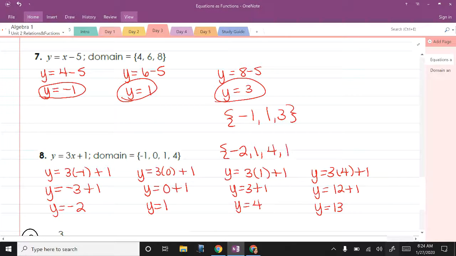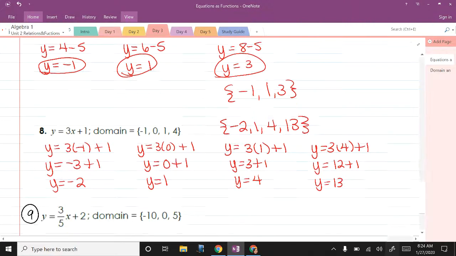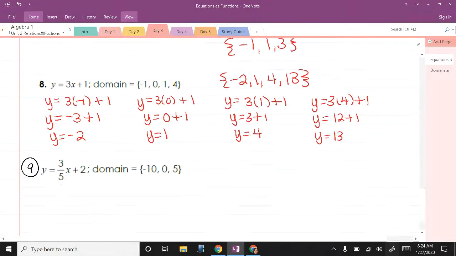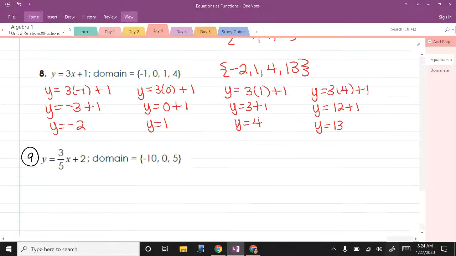-2, 1, 4, and 13. All right, any questions on how we got the range? That's it. You just plug them in. Do a little math. Number 9, we got a fraction. But we're not going to cry about it.